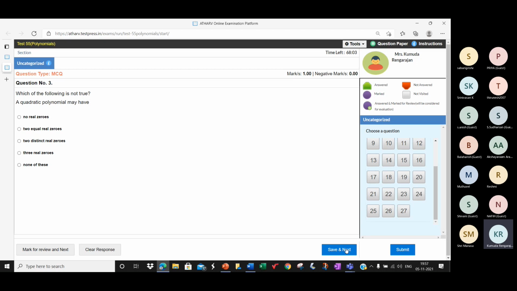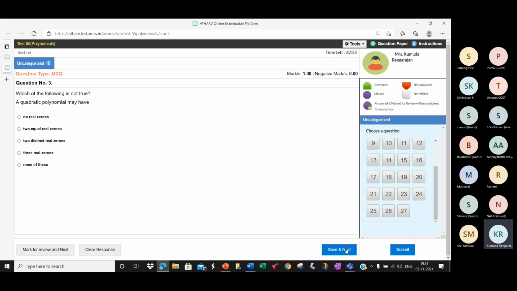Next, a quadratic polynomial may have 2 equal real zeros. Ask yourself if that's true or false. A quadratic polynomial may have 2 distinct real zeros. A quadratic polynomial may have 3 real zeros. And then none of these. A quadratic polynomial may have 3 real zeros. It's a false statement. So let's do it one by one.